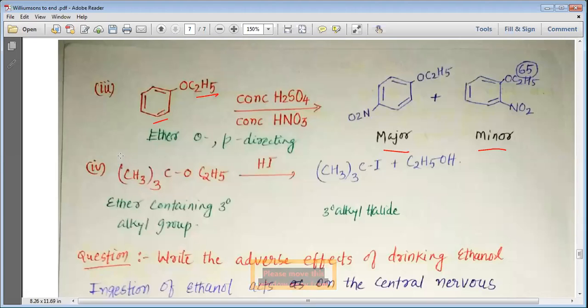Now you can see here that this carbon is bonded with 3 other carbons. That means it is the tertiary group which is present in the ether.